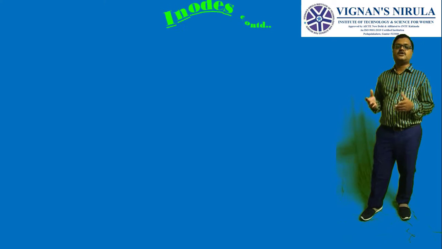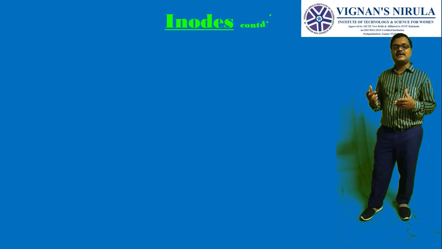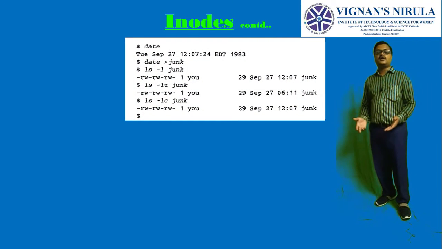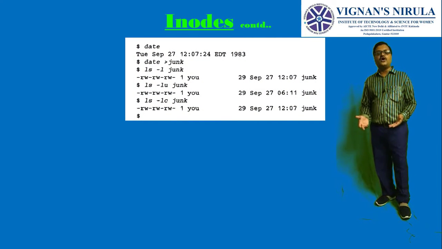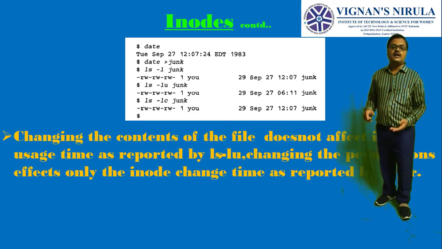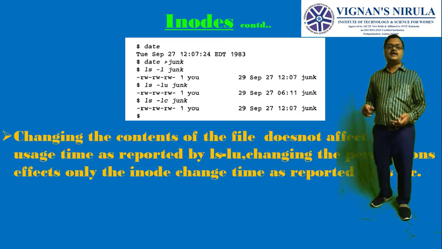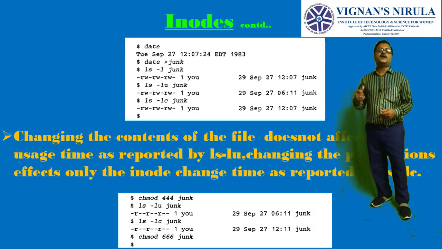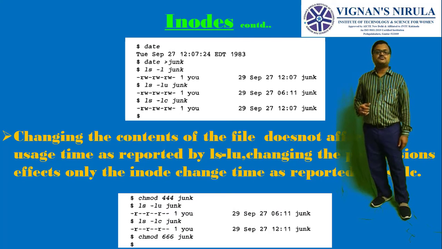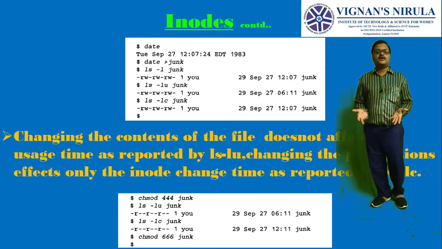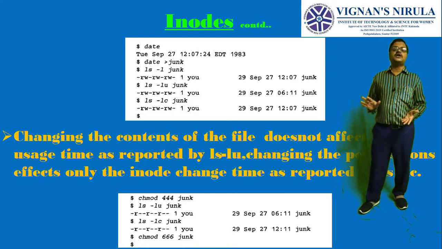So what is meant by ls and what is meant by ls -l? ls -l shows the modified time. ls -lu shows the time of recent use, that is read or executed. ls -lc shows when the permissions were recently changed. There are three times associated with a file in Unix. First is ls -l, that means modified: whenever you open a file and modify something, or when you create a file, that is the normal time. ls -lu has a special meaning associated with it.